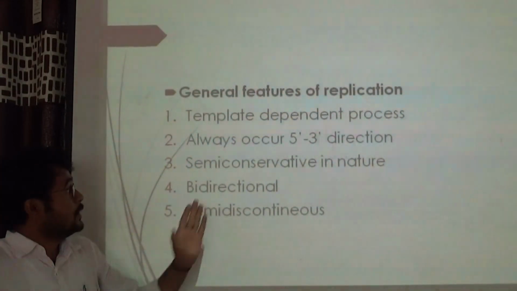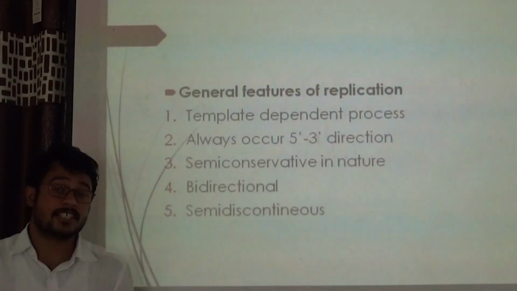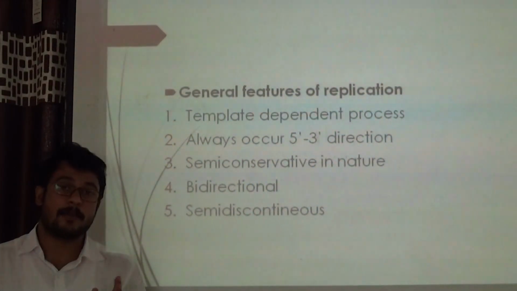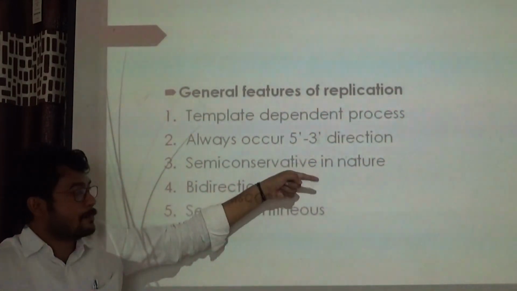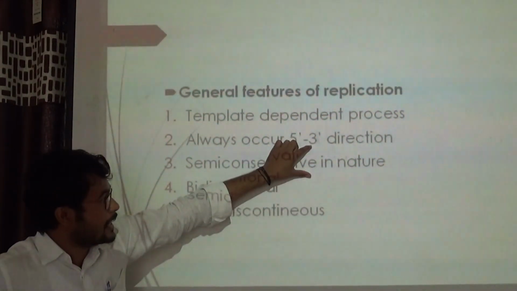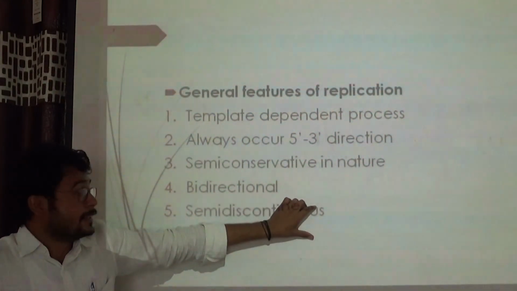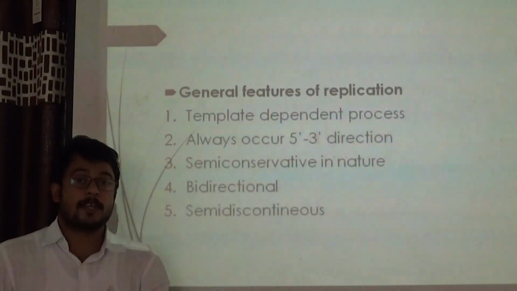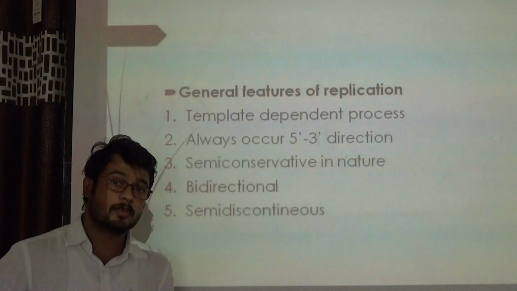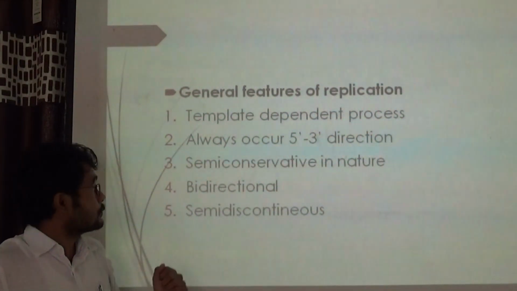The third is the dispersive type of nature. In the dispersive type, small strands are formed one after another, like parent strand, then daughter strand, then parent strand. This type of synthesis is called dispersive. But in eukaryotes and prokaryotes, replication is semi-conservative in nature.